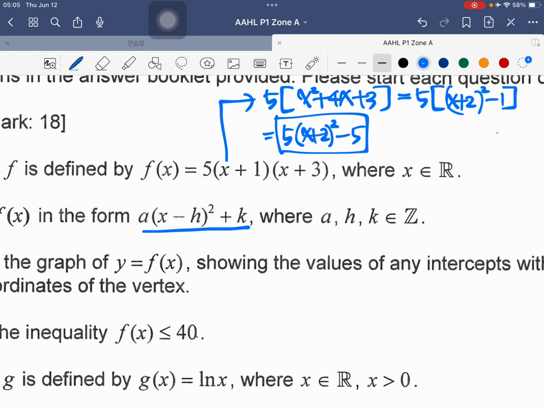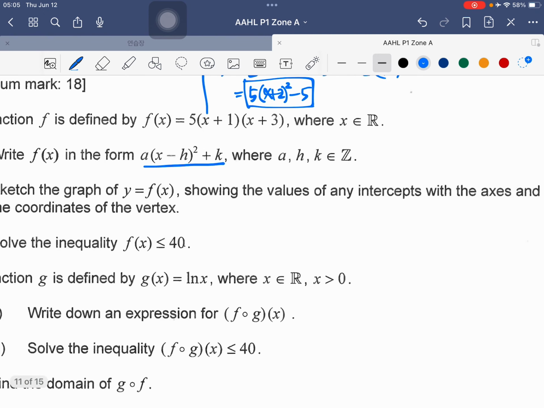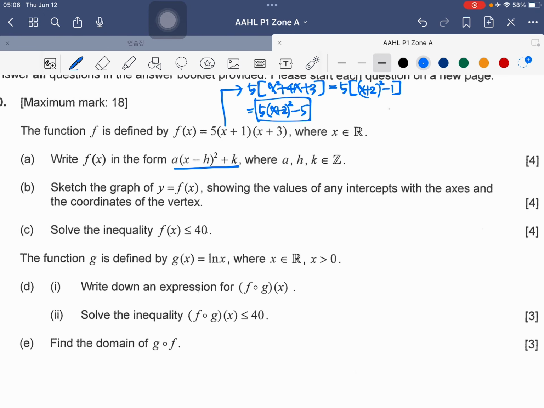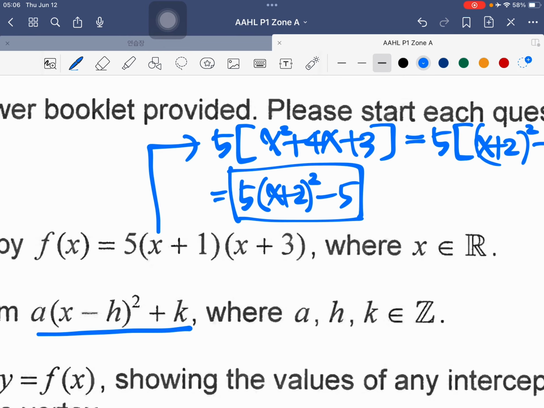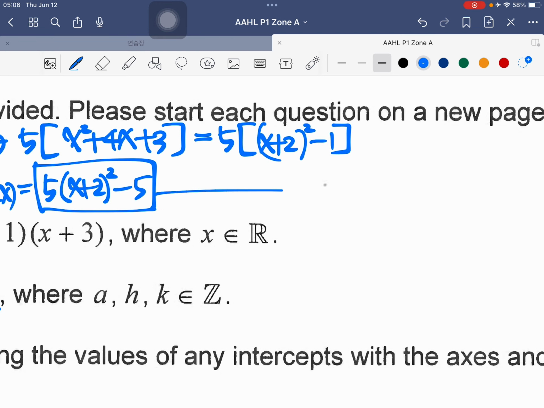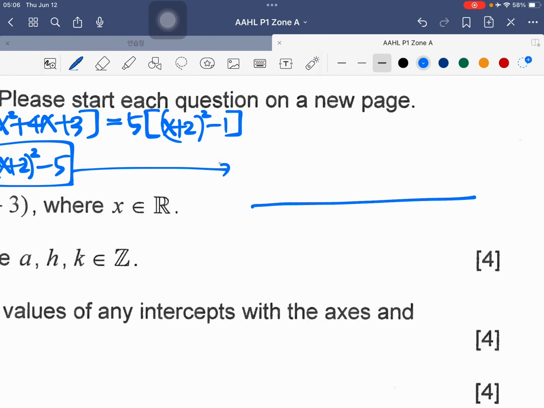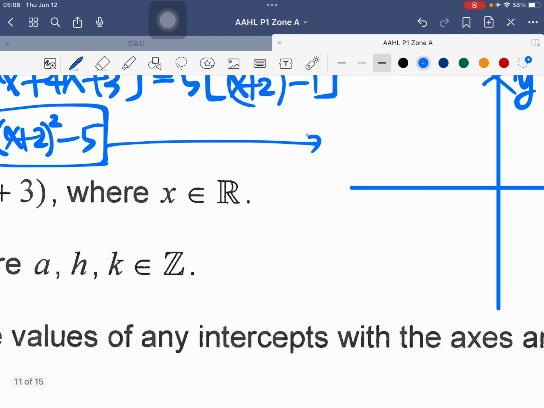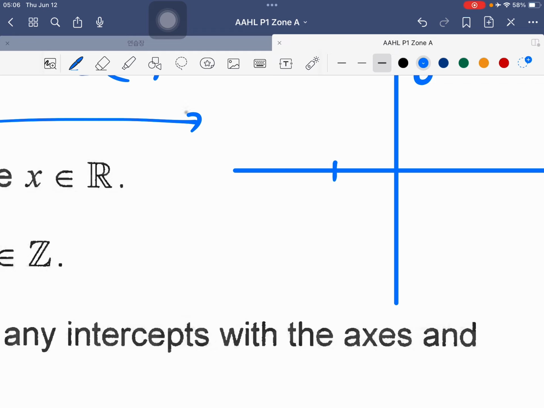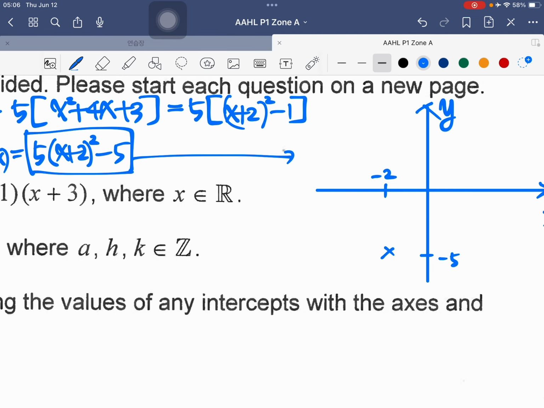Yeah, this format. Sketch the graph of f(x) showing the values of any intercepts with axes and the coordinates of the vertex. So sketch this graph, which is f(x) equal to this. So let's sketch this. This is the x-axis and this is the y-axis, and the coordinate of the vertex is (negative 2, negative 5). This is the vertex point.